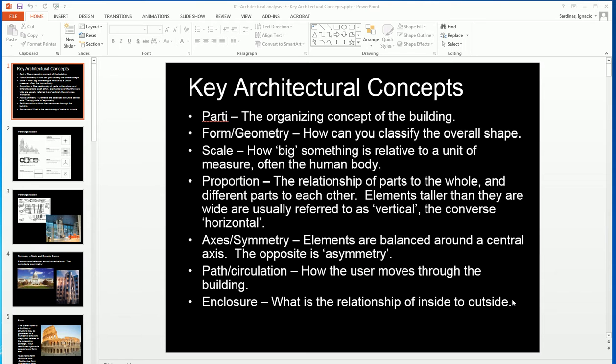All right. The next thing is proportion. So proportion is the relationship of parts to the whole or different parts to each other. Elements taller than they are wide are referred to as vertical. Elements that are the opposite are considered horizontal. Okay. Proportion also, that's not in this slide, but it needs to be in your notes and in your mindset. Proportion is also considered to be a ratio.